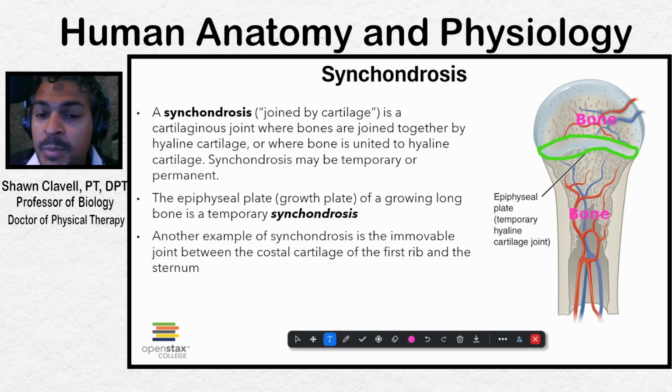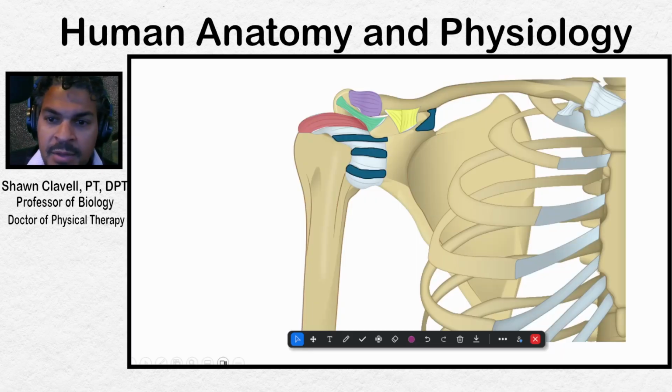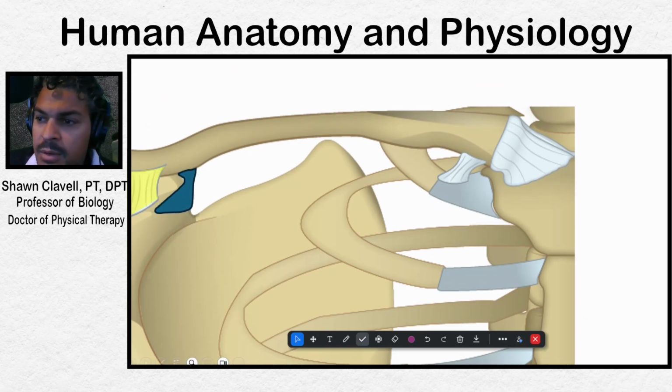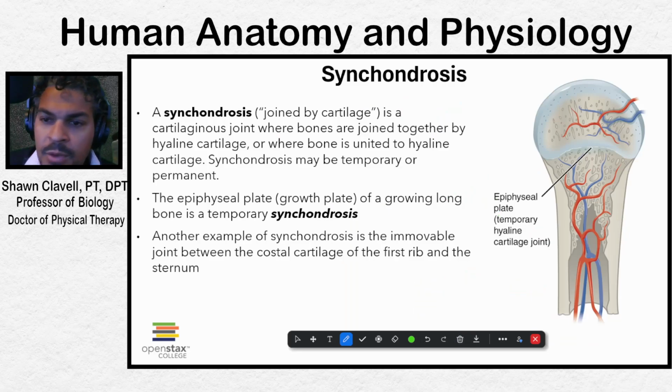Another example, and probably a better example, is the rib and the sternum. Your ribs and sternum are held together by cartilage. Specifically, we're looking at the ribs and the sternum, and you can see here that this is cartilage. This is not bone that holds the ribs together. So again, another example of a synchondrosis is the ribs associated to the sternum.